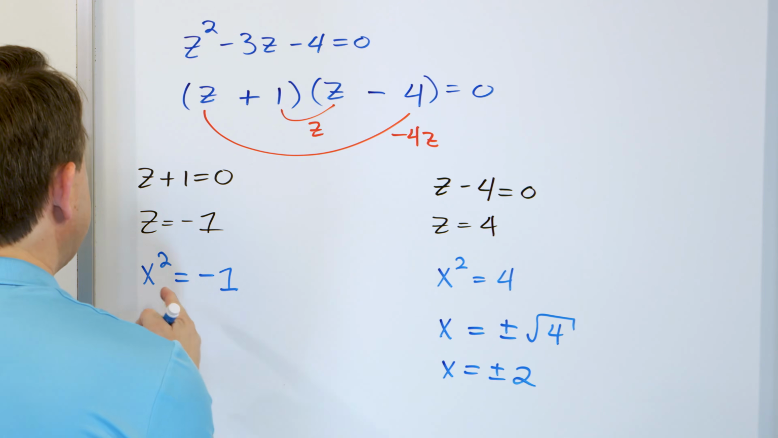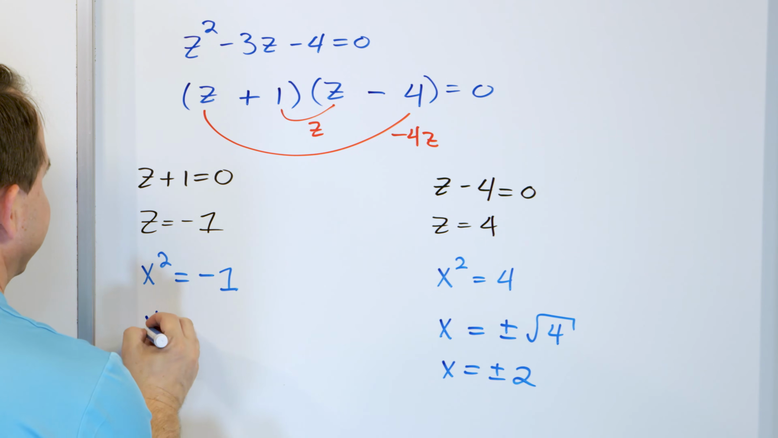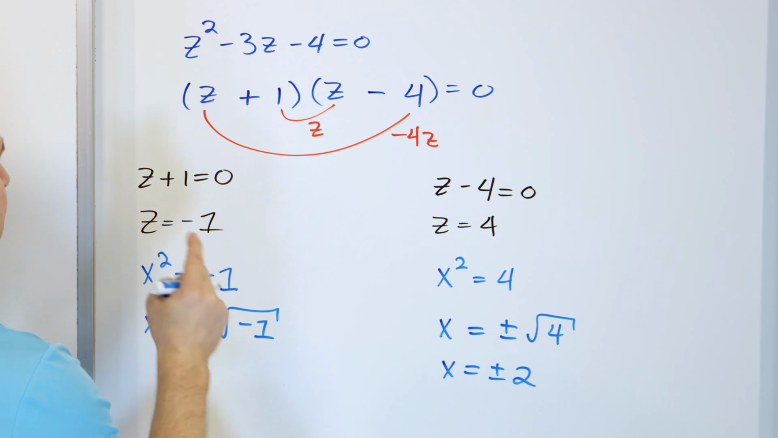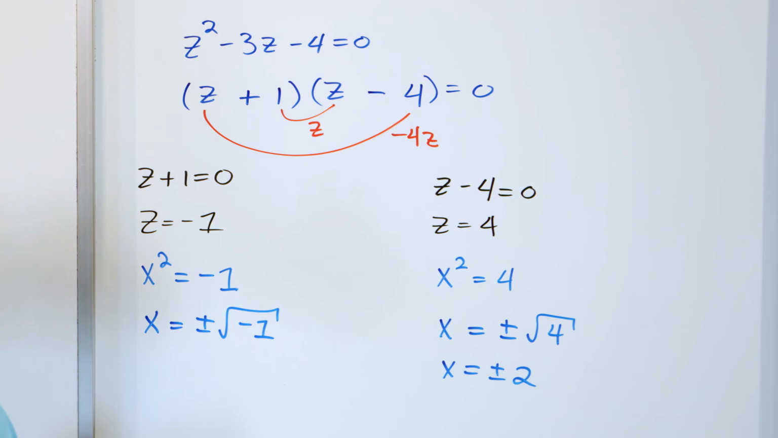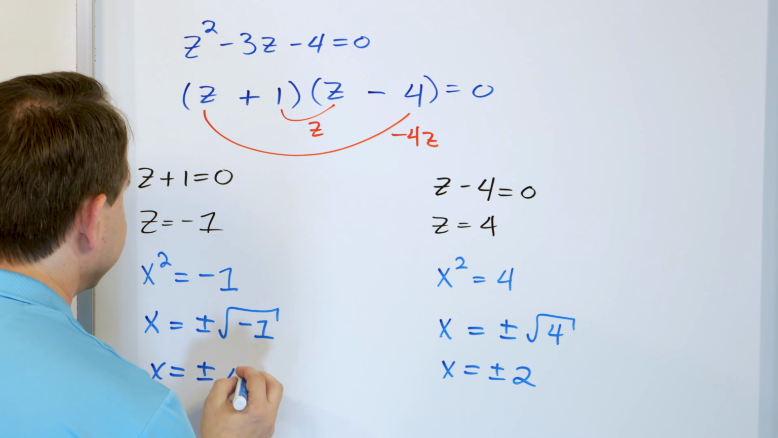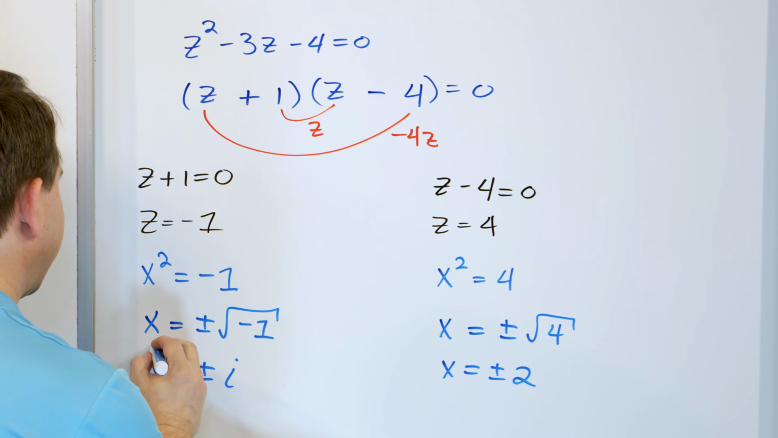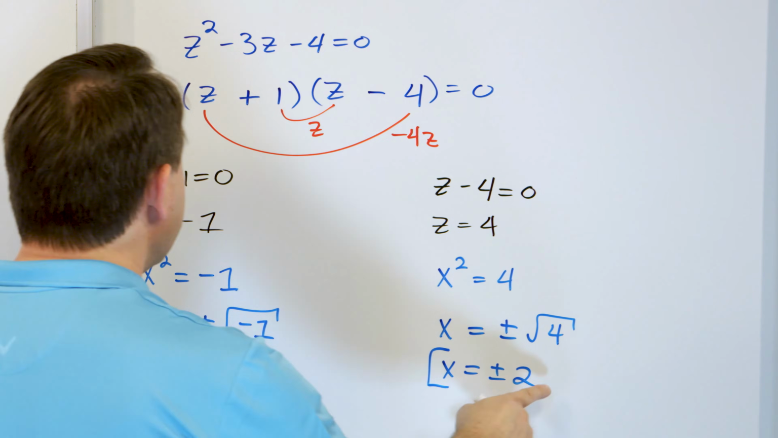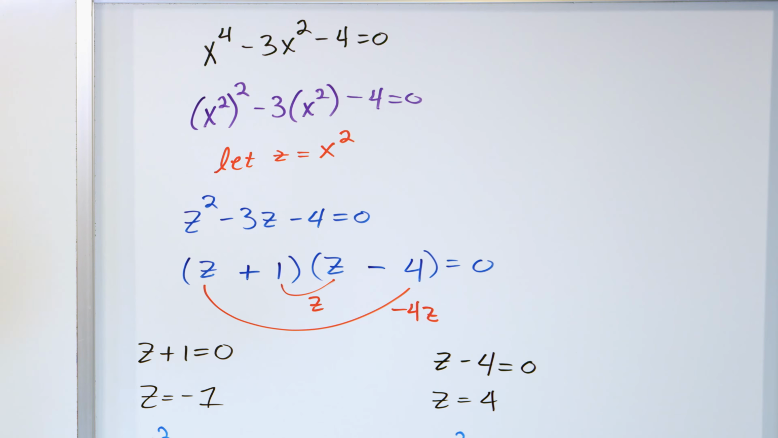Now on this side, I have to take the square root of both sides, so that's going to reveal the x here, plus or minus the square root of negative 1. So we've done complex and imaginary numbers by now, so you know the square root of negative 1 is just i. So it's plus or minus i. So the two answers I get here are plus or minus i, and the two answers I get here are plus or minus 2. So all together I actually have 4 answers, which is exactly what I expect.